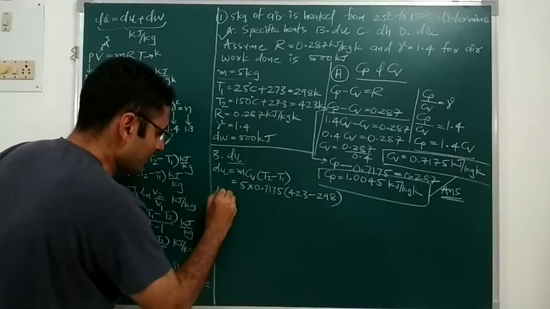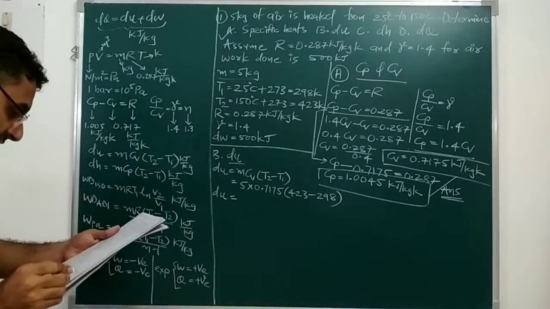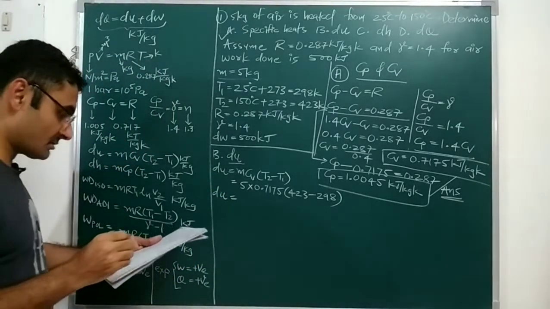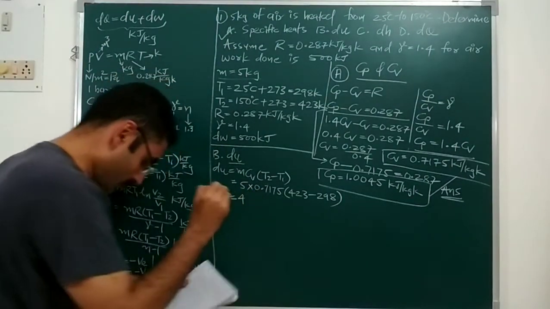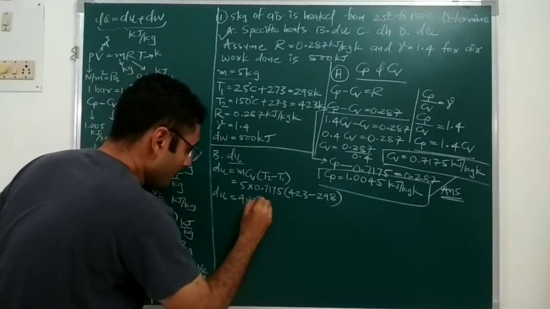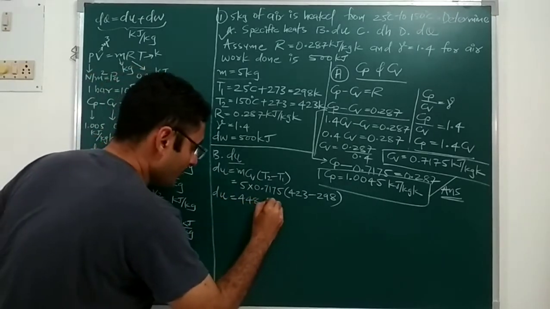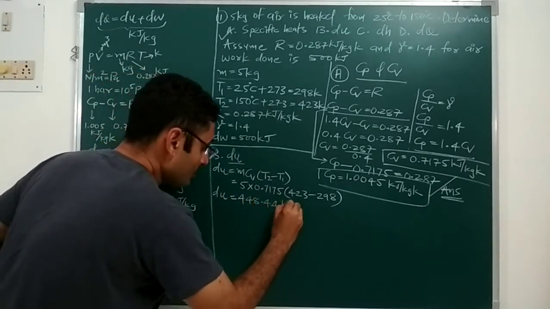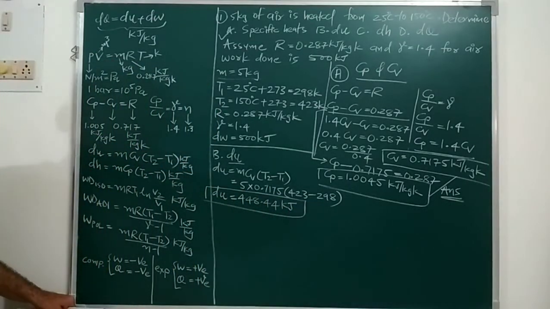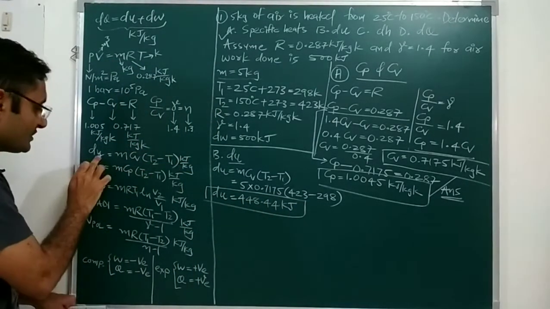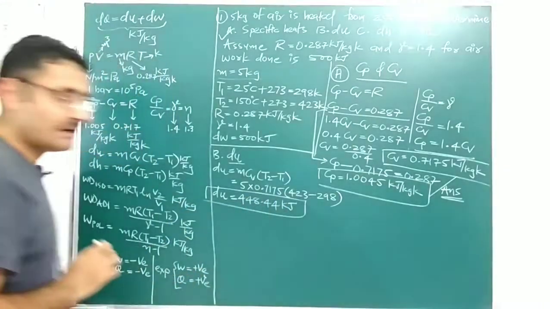So you will get the answer of dU, which you can calculate and verify also, which is 448.44 kilojoule. That is the final answer. Now as I told you, the answer will be in kilojoule per kg for dU, but over here I am getting the answer in kilojoule.